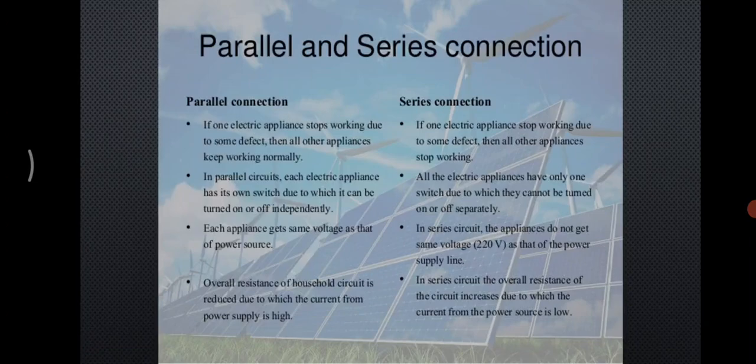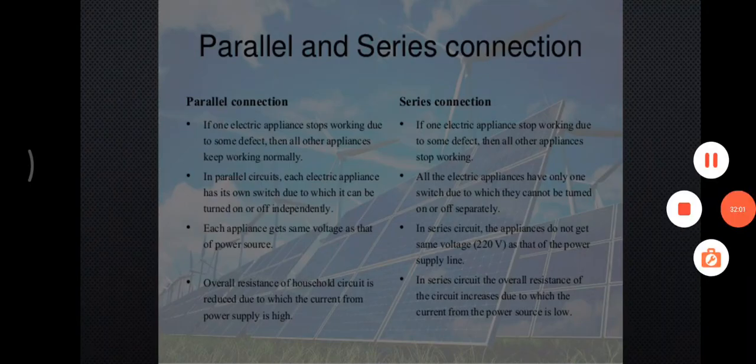Whereas in series connection, the overall resistance of the circuit increases. As the resistance increases, what happens? The current flow starts decreasing, so the current from the power source is low. The current flow will become very less over there, children. These are a few differences between parallel and series connection. In the next video, we are going to study the next bit of this topic.